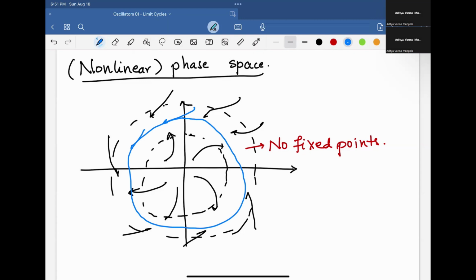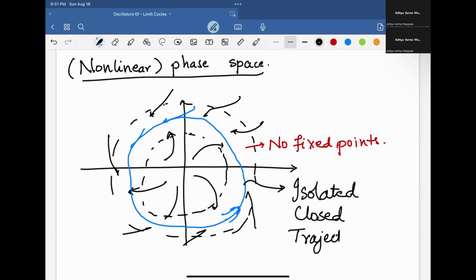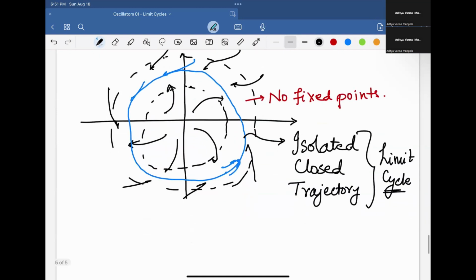And that doesn't break uniqueness because at every point of this trajectory, of course, there's only one unique solution, right? So everything comes in there and converges onto this trajectory. And such closed trajectories, or stable closed, it doesn't have to be stable, in fact. Such closed isolated trajectories, they're called, so an isolated closed trajectory is called a limit cycle. That's sort of the definition, right?